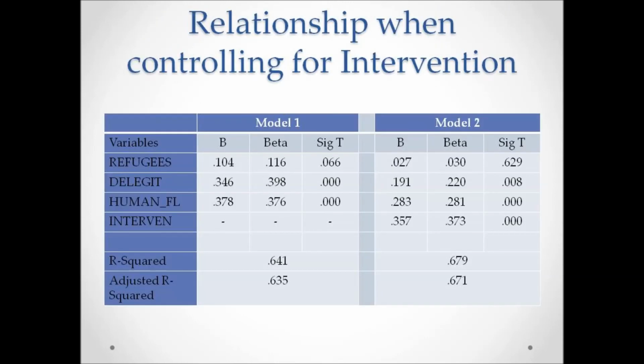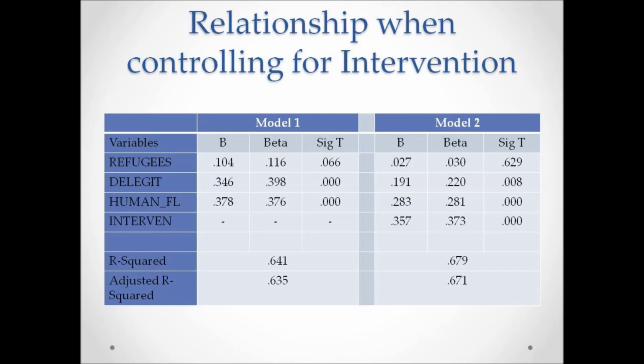When controlling for external intervention, it is seen that the results of the past three independent variables have been lowered. According to the rule of thirds, both refugees and delegitimization of government have been lowered enough to have their previous results considered as explained by external intervention. Refugees have also received a b-value of 0.027, a beta of 0.03, and a t-ratio of 0.629, which indicates that the results have become insignificant.